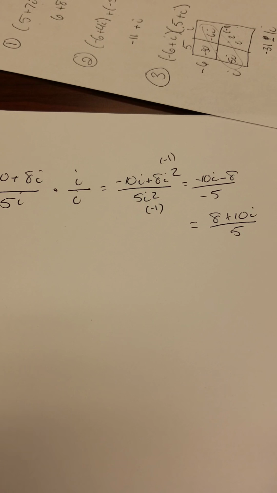If you did not understand the stuff that I just went over, go back, look for videos. Adding complex numbers would be number 1 and 2. Multiplying complex numbers would be number 3. And dividing complex numbers with 2 terms on bottom would be number 4. Dividing complex numbers with 1 term on bottom would be number 5.